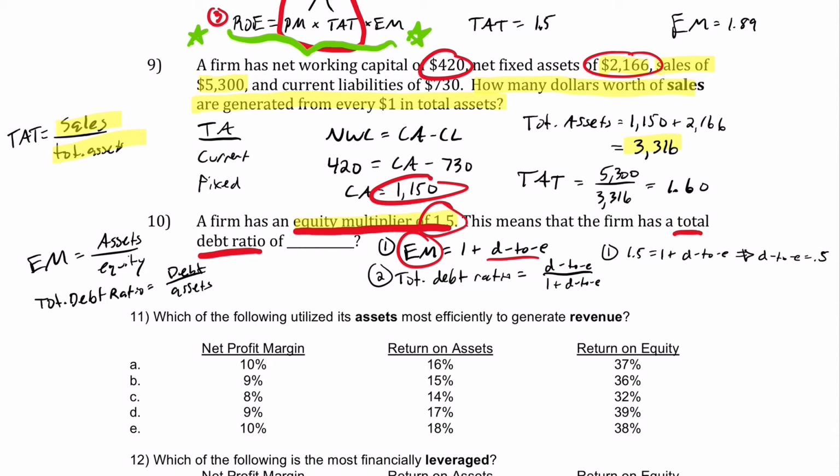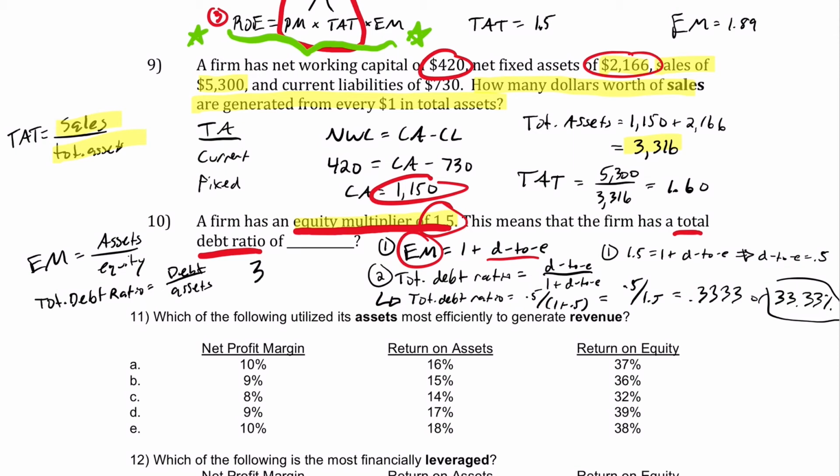And so then step 2 would be to utilize this relationship down here, which says that your total debt ratio is equal to debt to equity 0.5 divided by 1 plus 0.5. So what I get is 0.5 divided by 1.5, which is equal to 0.33, or 33.33%. So their total debt ratio is equal to 33.33%. So they are funding their assets with 33% debt, which would mean that 67% of their assets are funded with equity. That is their capital structure, their breakdown of debt versus equity.